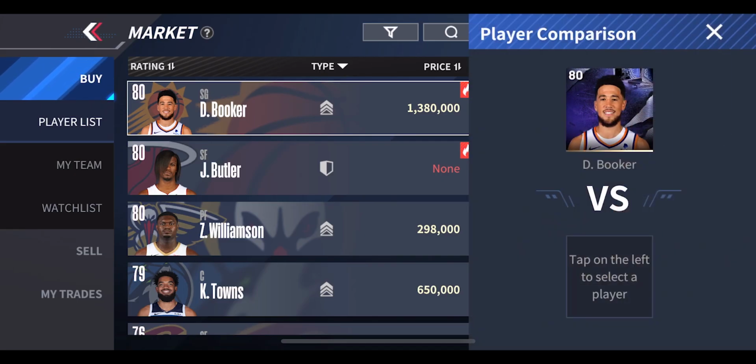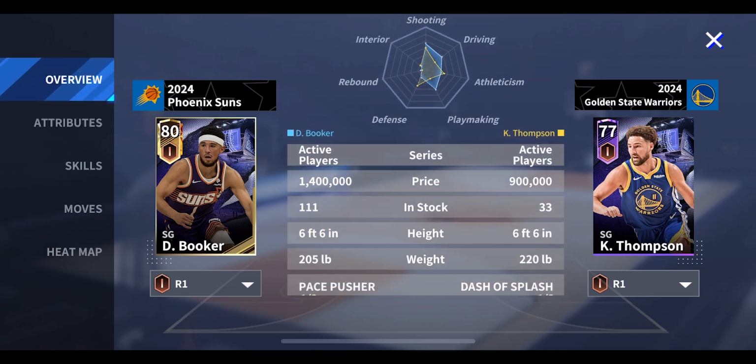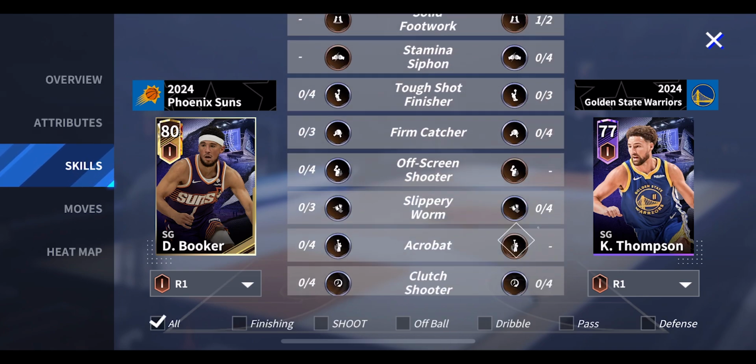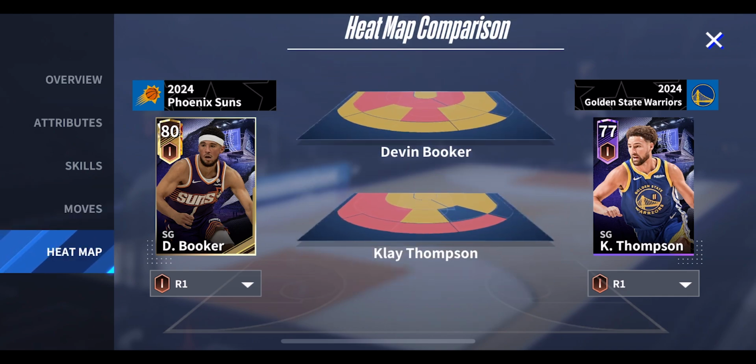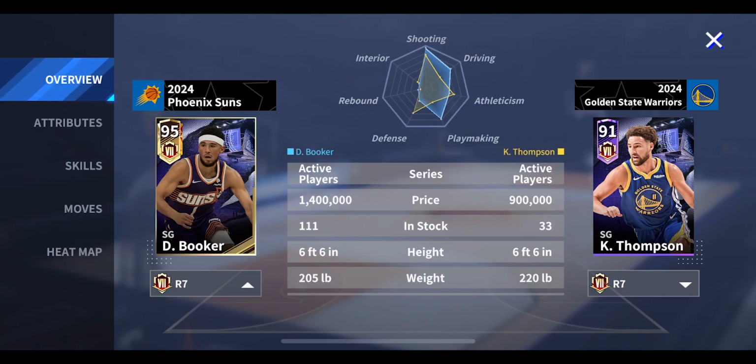So if you take Devin Booker and we say compare him to this Klay Thompson, seeing as they're both shooting guards, this will take you to this screen where you can go ahead and compare pretty much everything about the player card itself, from their attributes, skills, moves, and even their heat map right at the bottom. You can change what rank they are and what rank you want to compare them at. So let's say, for example, a rank 7 Devin Booker versus a rank 7 Klay Thompson.